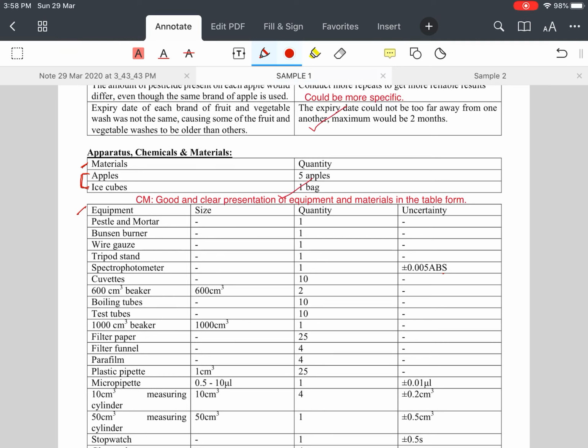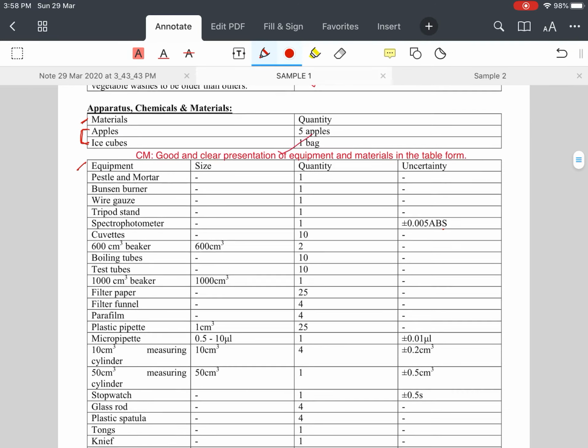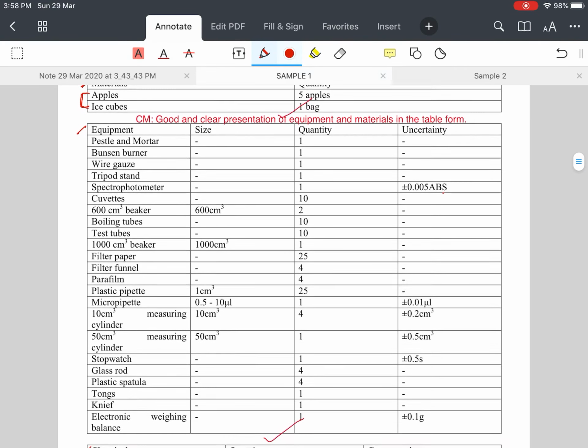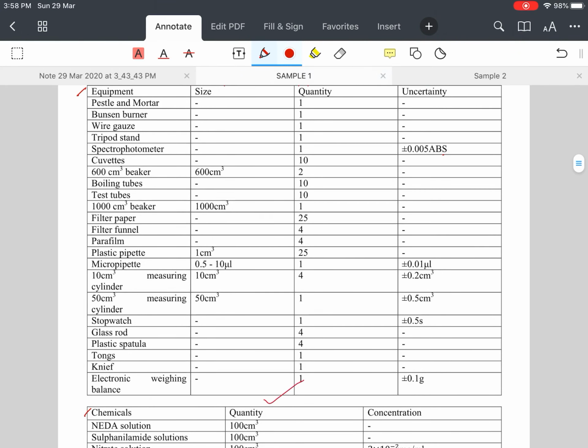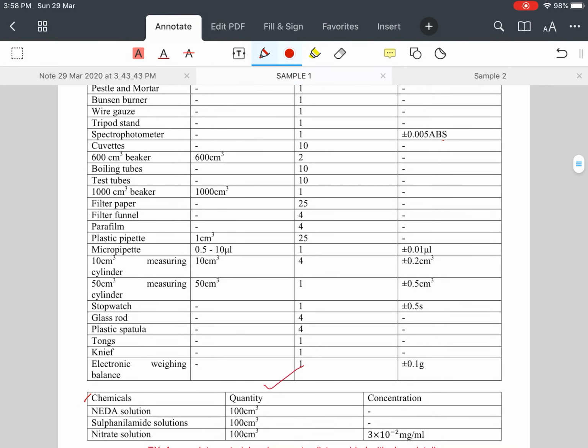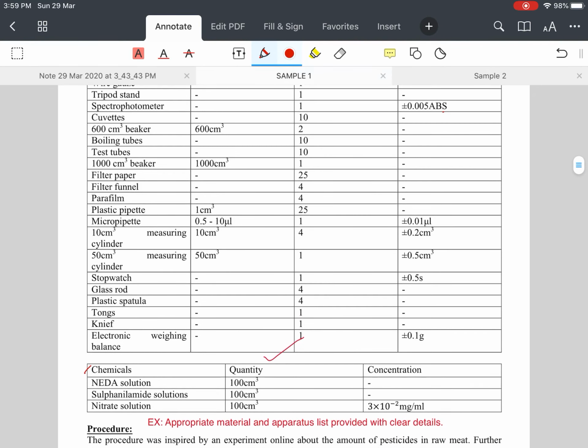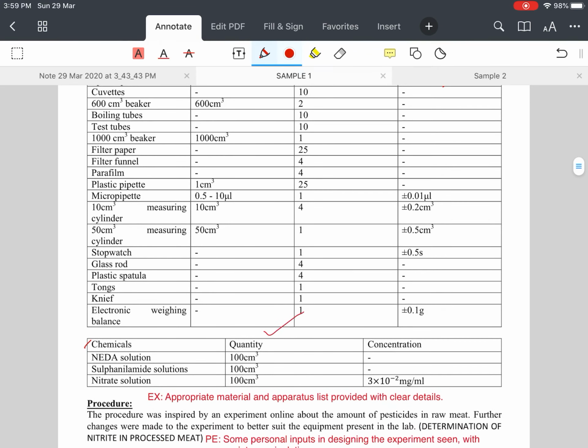Uncertainty is only with the equipment or apparatus used, and that one is the smallest measurable unit. So for example, if you have used the stopwatch, or you can see the smallest measurable unit for measuring cylinder 0.5 or 0.1, for 10 cm cube is 0.2. Electronic weighing balance can be 0.1 or 0.01 depending on the precision of weighing scale you are using. The stopwatch, the same, it can be 0.1 second, 0.01 second.